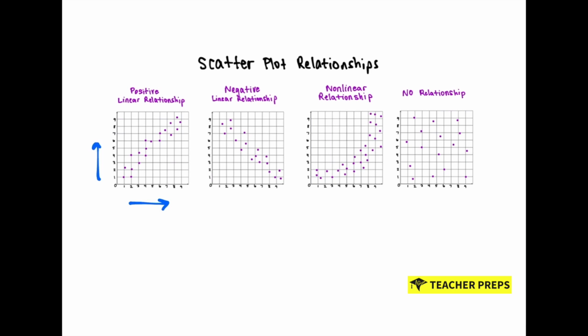The next kind of relationship is a negative linear relationship. As one variable increases, the other one decreases. An example would be the more you pay on a bill, the lower the balance will be.